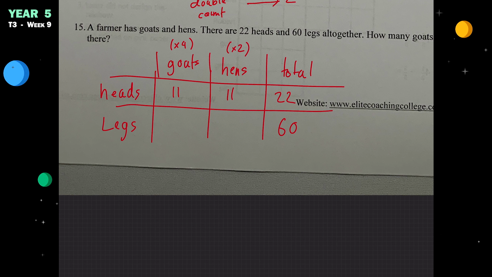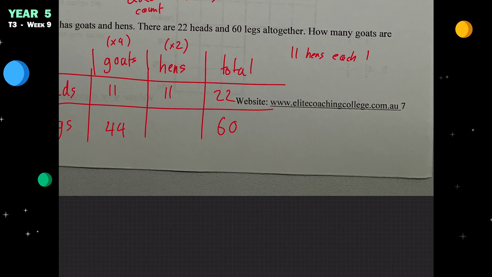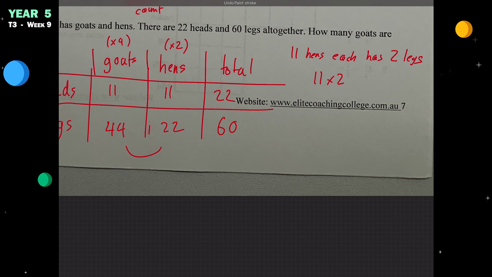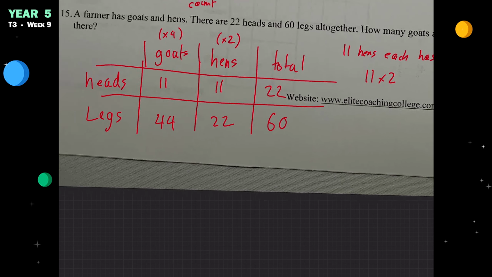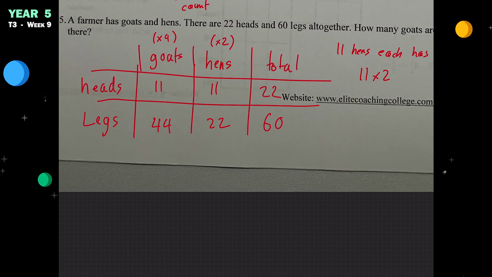So how many legs are there for all the goats? If there are 11 goats, 11 times 4, that's 44. How many hens? There are 11 hens, each has 2 legs. So 11 times 2 gives you 22. Does it add up to 60? No, it doesn't. It adds to 66 instead. So that means we have too many goats. We have to reduce the goats, because the goats have the most legs. If we reduce the animal with the most legs, we'll reduce the total, which is 66.